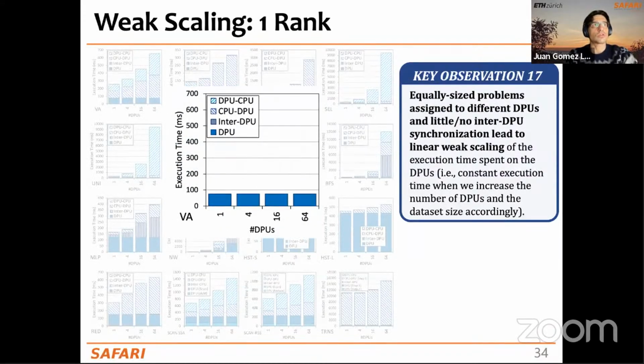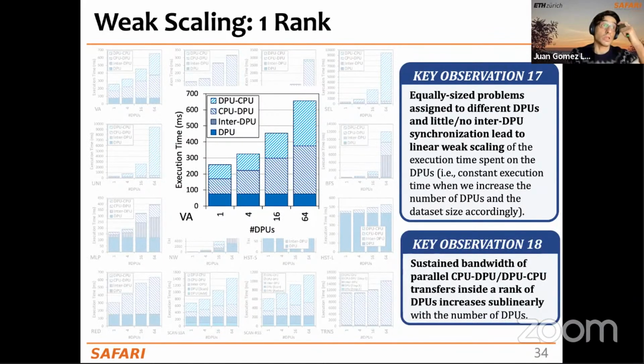And vector addition is one example. You can see how the DPU kernel time is completely flat as we increase the number of DPUs in the system. We also see that even though the total size of data that we are transferring increases with the number of DPUs as well, there is not so much increase in the CPU-DPU and DPU-CPU transfer times, as you can see in the plot. But still, it's not flat like the DPU kernel execution time.